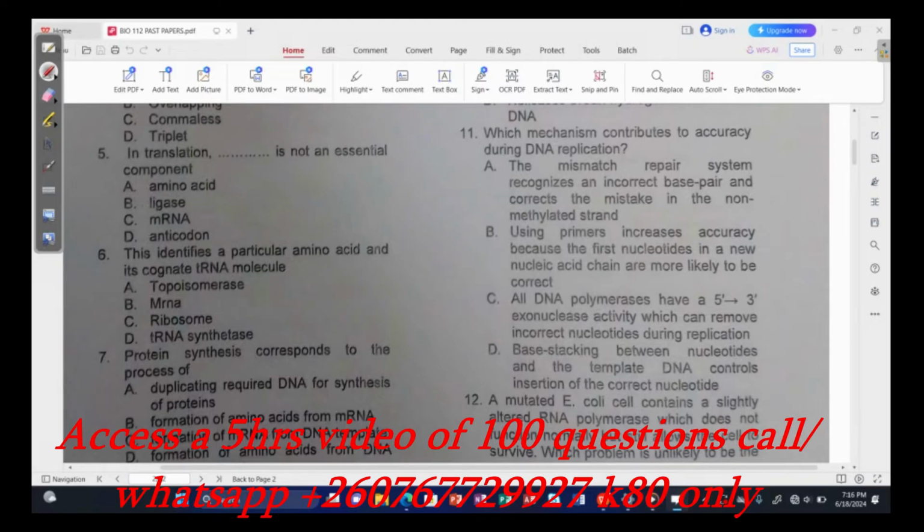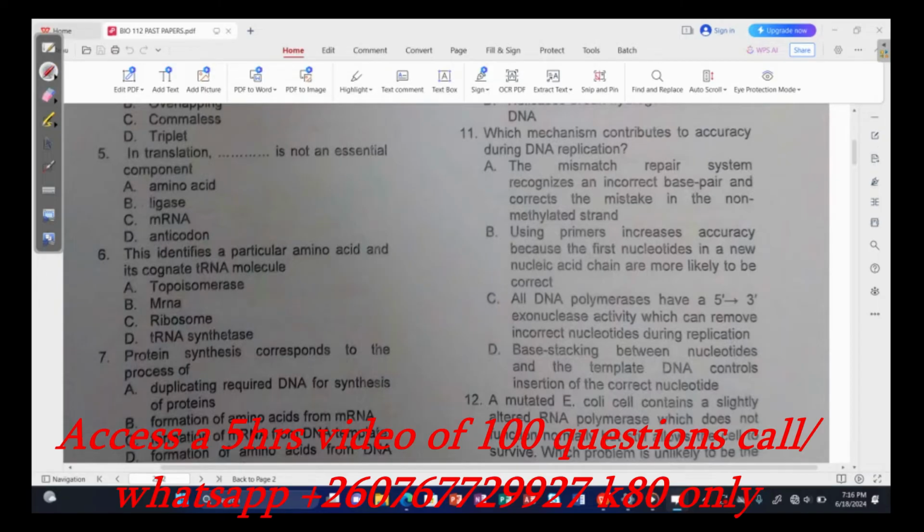Then C is saying all DNA polymerases have a 5 to 3 exonuclease activity which can remove incorrect nucleotides during replication. DNA polymerases have the 3 to 5 exonuclease activity and not 5 to 3. Why are we saying so? It's because we know that polymerase can only add in the direction 5 to 3. So if it's to proofread, the proofreading has to be done in reverse. That is, it should be in the 3 to 5 direction. This is the exonuclease activity. That's what the exonuclease activity is all about.